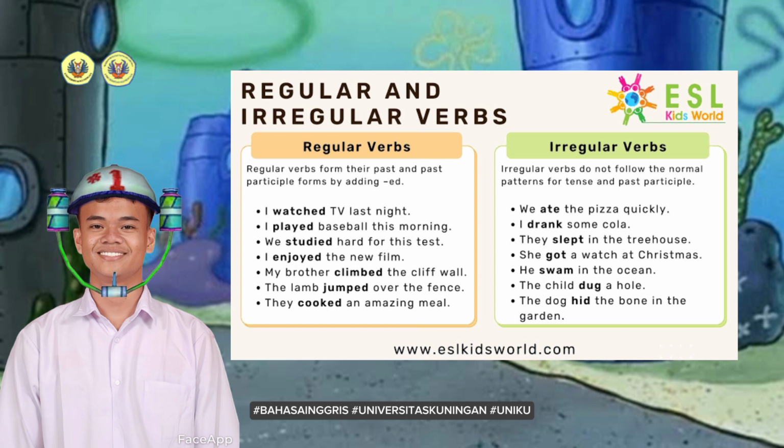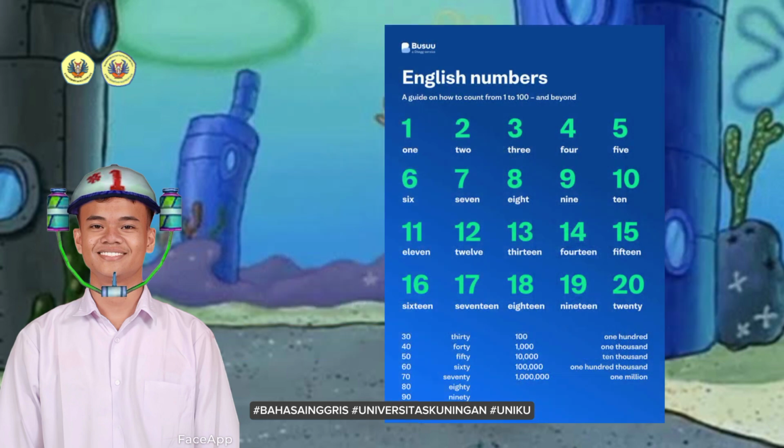So, regular verbs have a consistent and regular way of forming past tense and past participle, while irregular verbs have unique irregular forms for these tenses. The next material is numbering.